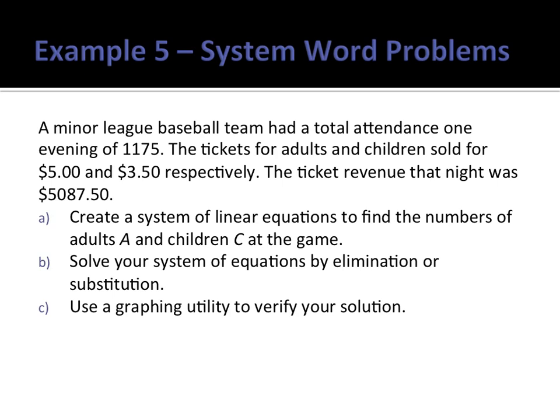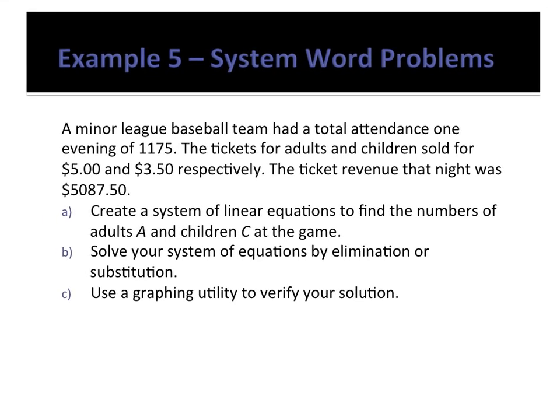All right, last example. A minor league baseball team had a total attendance one evening of 1,175. The tickets for adults and children sold for $5 and $3 respectively, which means in that order. So here's my adults and here's my children. The ticket revenue that night was $5,087.50.